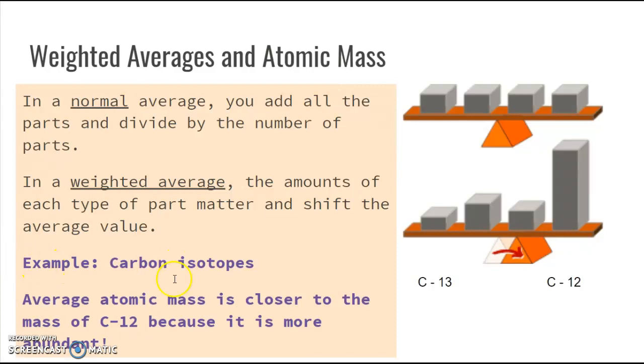So that means for our carbon isotopes, the average atomic mass of the element carbon, which includes carbon-12 and carbon-13, should be a lot closer to the mass of carbon-12, which is true. If you look at the periodic table again, I'll remind you, carbon has an average atomic mass of 12.01. 12.01 is very close to 12. It's not very close to 13, and that's because 99% of the carbon out there is carbon-12.